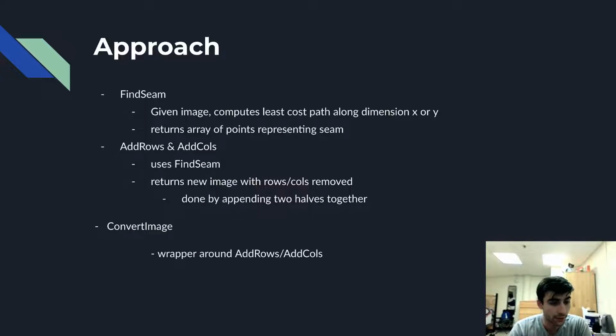I made these wrapper functions around find seam, and find seam would return an array representing the seam, which is the length of the axis you chose, and the value at each index would represent the actual value along the other axis at which point the seam is at. These wrapper functions, add rows and add columns, would find the seam, make a smaller image by taking everything to the left of the seam and everything to the right of the seam, and combine them. I also made a convert image wrapper. I made two of these that convert the image to a desired size and also to a desired scale.